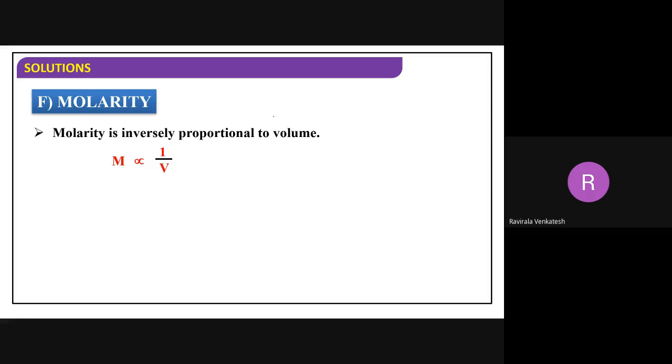Next thing, if you observe the molarity formula, N by V, correct or not? Now, what is the relation between molarity and volume? Kiran? What is the relation between molarity and volume?